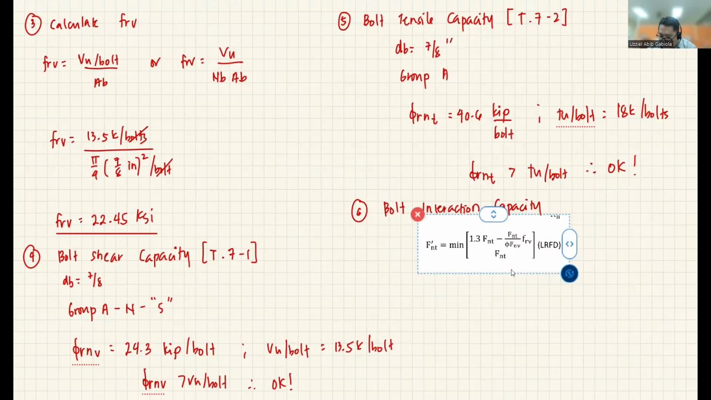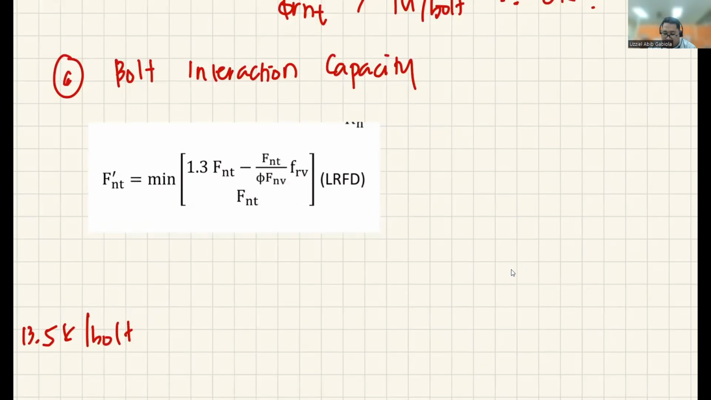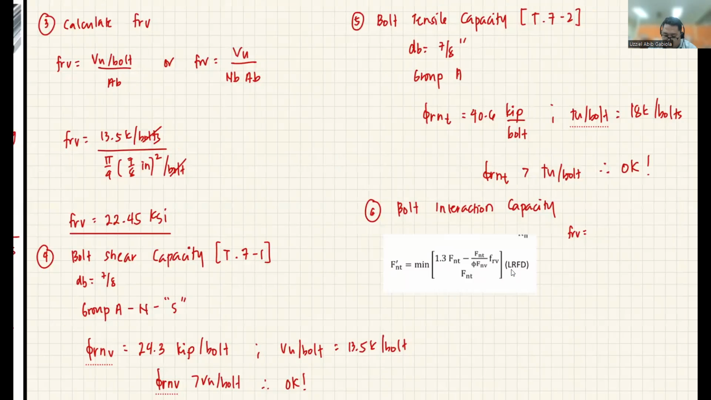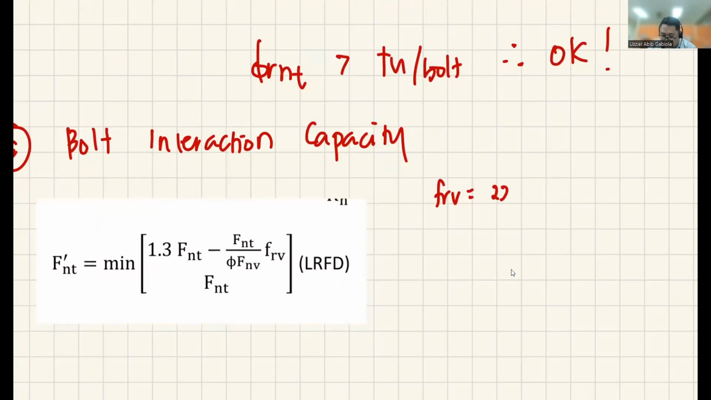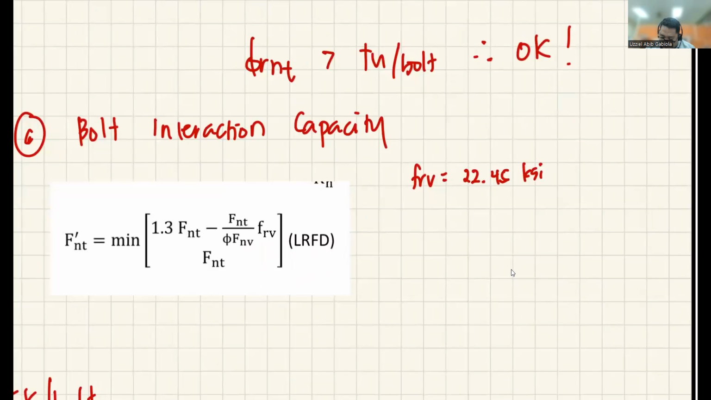Okay. So ito yun. So kailangan lang natin muna i-identify yung Fnt tsaka Fnb natin. So yung frv, na-calculate na naman natin yan kanina, no? Ang na-calculate natin value is 22.45 ksi. Okay?